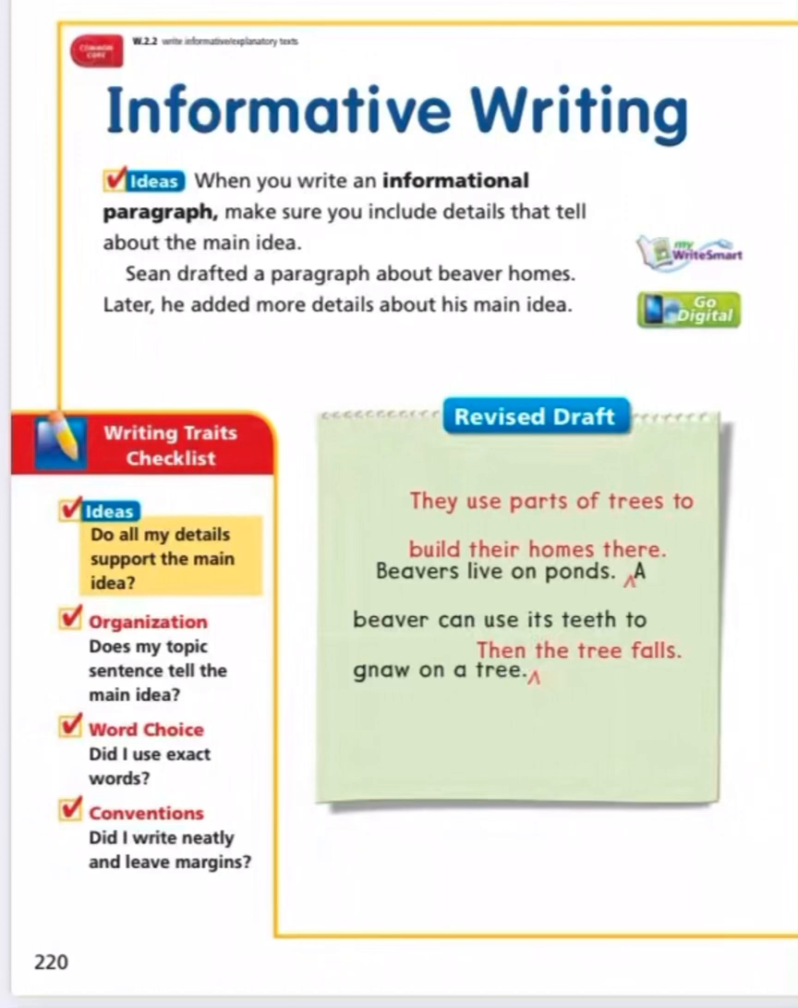Writing traits checklist. Ideas. Do all my details support the main idea? Organization. Does my top sentence tell the main idea? Word choice. Did I use exact words? Conventions. Did I write neatly and leave margins?